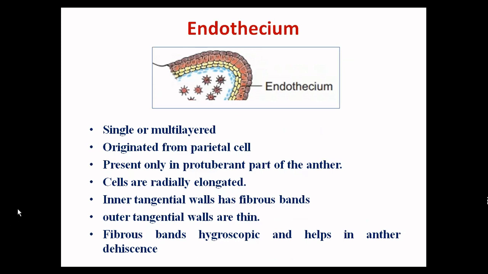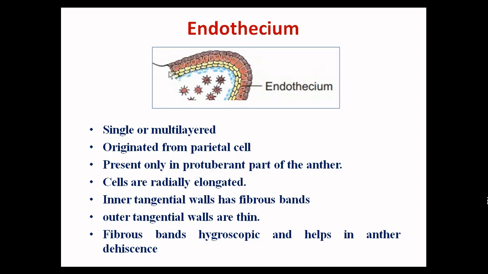Below the epidermis, there is the endothecium, which is single or multi-layered depending on the plant. The cells of the endothecium originate from the parietal cell during the process of development. The endothecium is specifically present only in the protuberant part of the anther. The cells of the endothecium are radially elongated. The inner tangential walls of the endothecium have fibrous bands on them, while the outer tangential walls are thin.